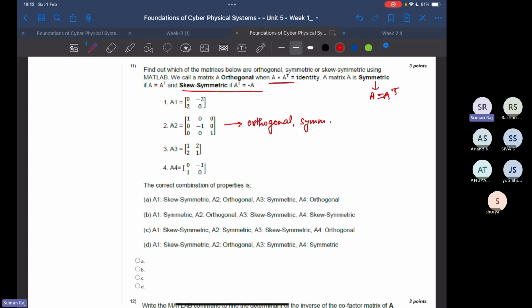You concentrate on A2 only, the rest is okay. A2 is orthogonal as well as symmetric, is that what you say? Yeah. If you see, there are two answers in which this can happen. Okay, just a second.